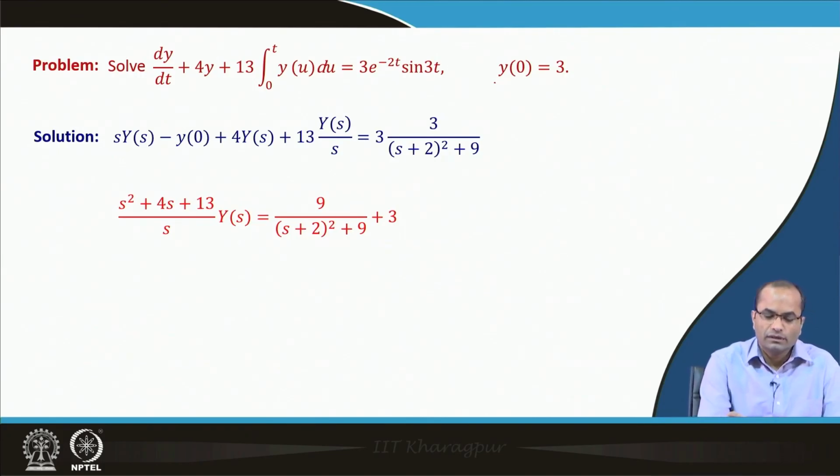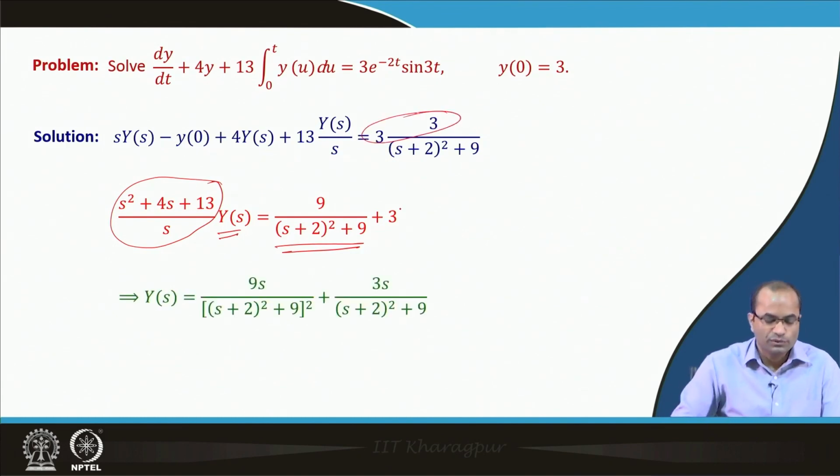After doing this, we will use the given initial condition. So y(0) will be taken as 3, and this has gone to the right hand side. For the rest, when we make a common denominator, we have s square, and then a term with 4 times Y(s), and here also 13 with Y(s). So on the left hand side we have s square plus 4s plus 13 by s into Y(s), and on the right hand side, 9 over s square plus 9 and plus 3.